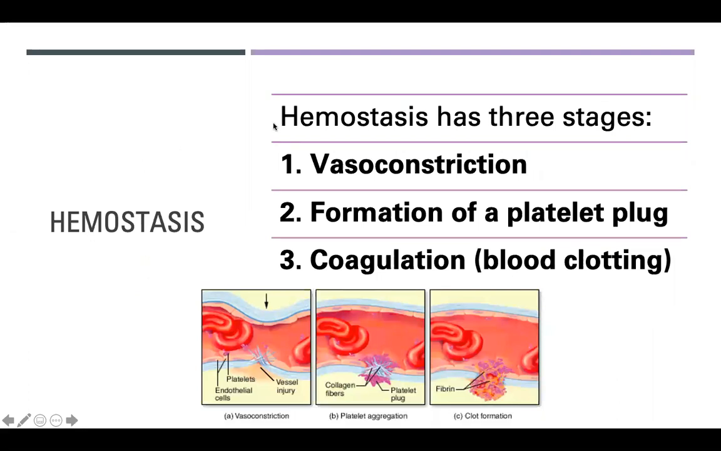Blood contains many proteins called clotting factors that are going to stop bleeding. So hemostasis has 3 stages. We have vasoconstriction, we've got the formation of a platelet plug, and we've also got coagulation, which is also known as blood clotting. This diagram down here shows the 3 steps: step 1 being the vasoconstriction, 2 being the platelet aggregation or formation of a plug, and then we've got the clot forming down here.